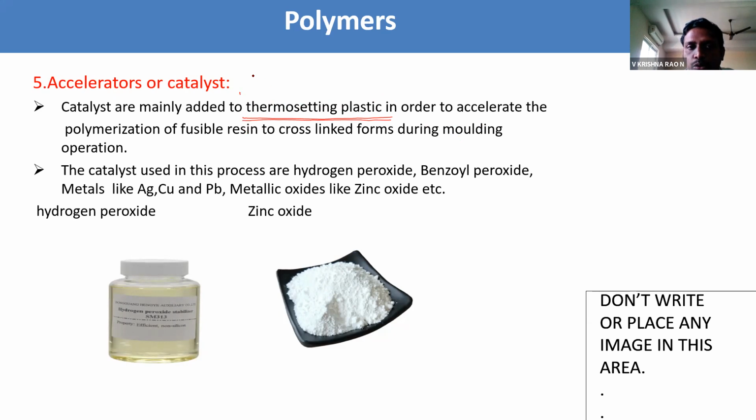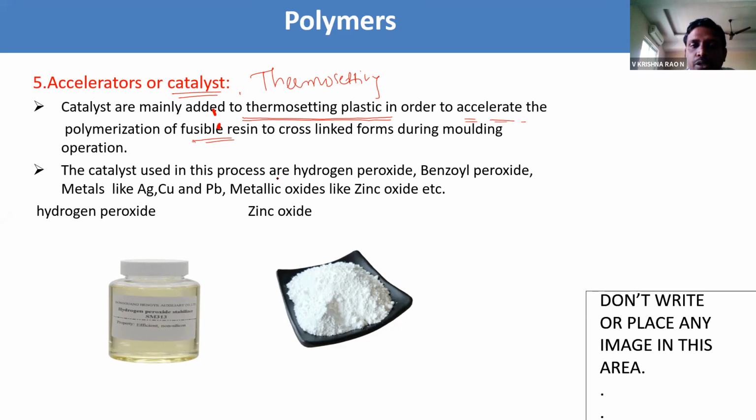What is the use of catalyst? These accelerators or catalysts are mainly added to thermosetting plastics in order to accelerate the fusible resin to cross-linked form during the molding operation. Why we add them to thermosetting plastics is because it helps easy polymerization of fusible resin to the cross-linked form of resin during the molding operation.